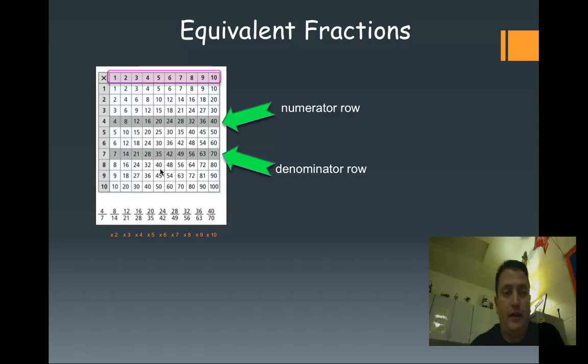Okay? If it was 8 and 9 as our rows, that would work too. So we'd have 8/9, 16/18, so you can see how that would work. All right? So hopefully that clears some things up. That's a great way to get equivalent fractions.